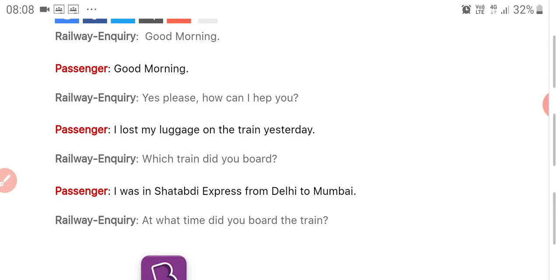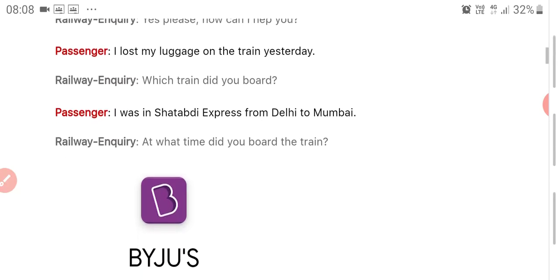Okay. I was in Shatabdi Express from Delhi to Mumbai. At what time did the train start? Or what time did you board the train?